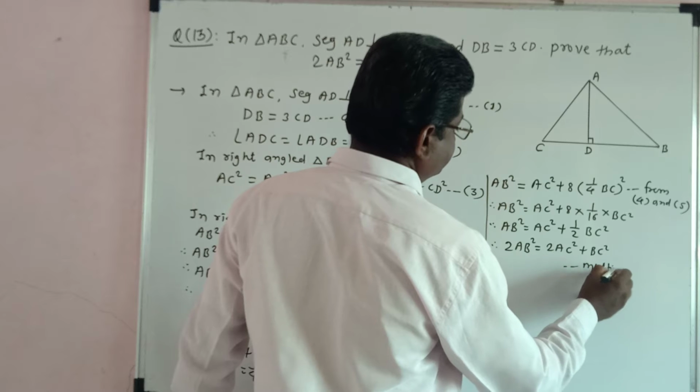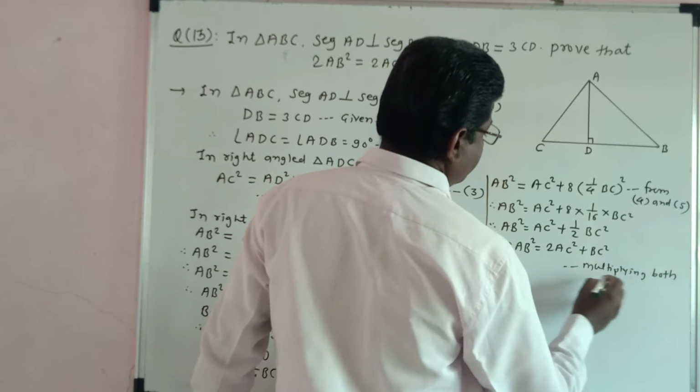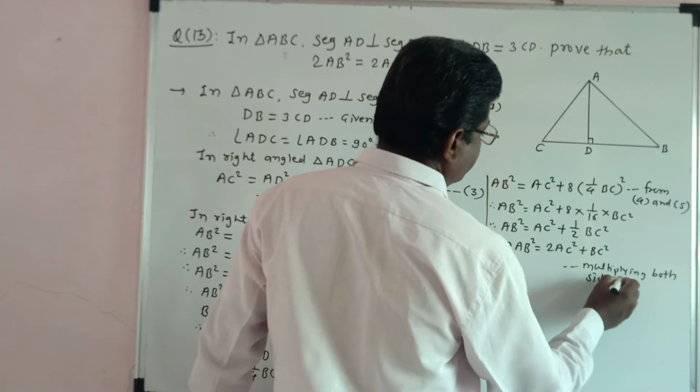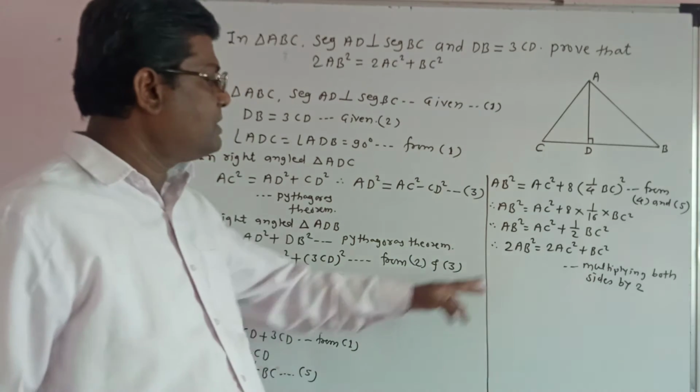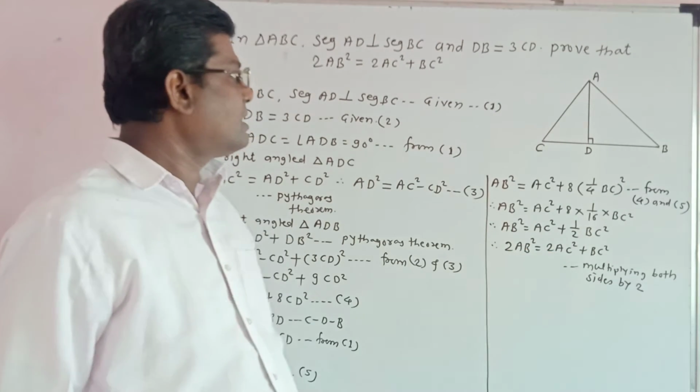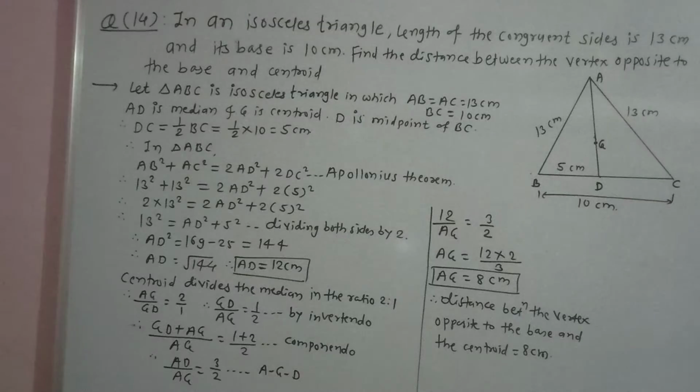Multiplying both sides by 2. Therefore 2AB square is equal to 2AC square plus BC square. Hence proved.